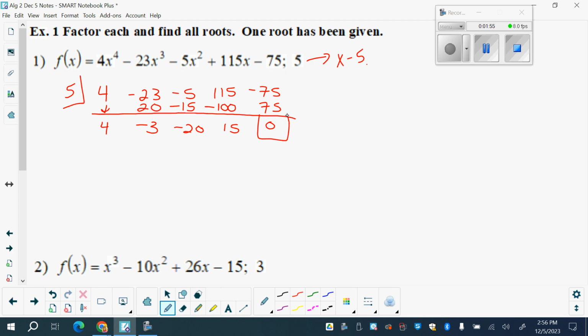Yeah. So we want it to be a factor. It's said that 5 is a root already, and so we want it to be a factor. So we want it to have that remainder of 0. So now when we go to write this equation that's left over, what is this going to be? 4x to what exponent? To the third. So we started with 4x to the fourth, we divided by the x minus 5, and it became 4x to the third. Questions on that? Okay, so 4x cubed minus 3x squared minus 20x plus 15 is 0. And then what do we do next?